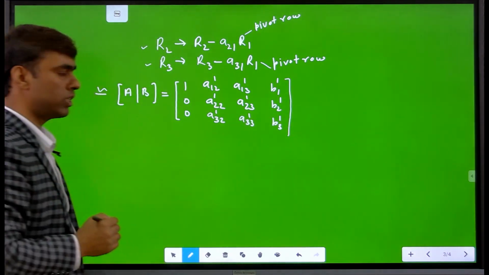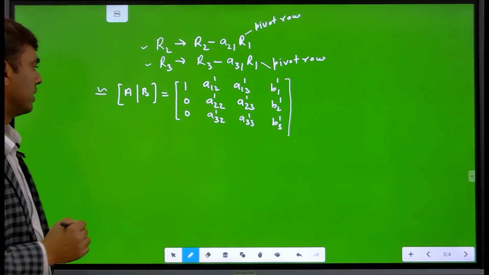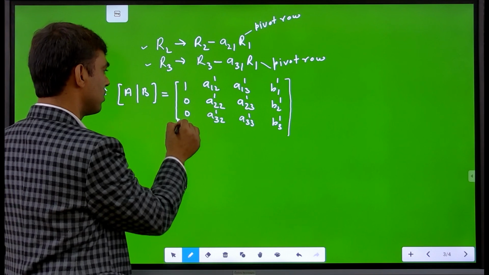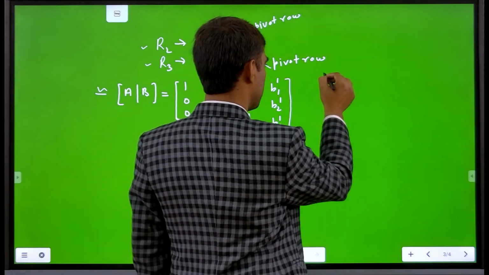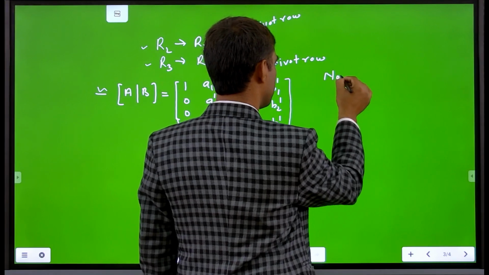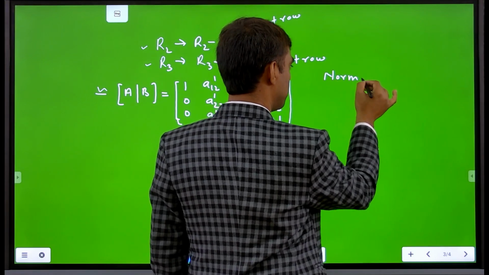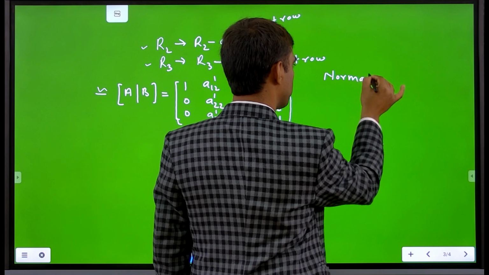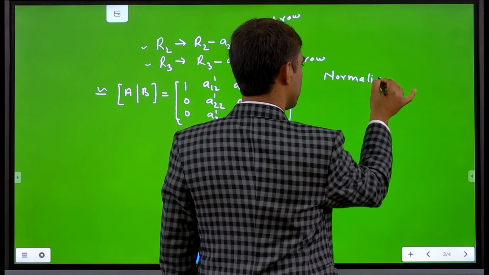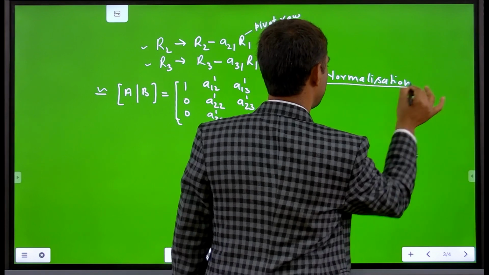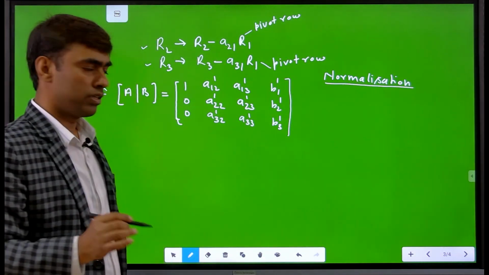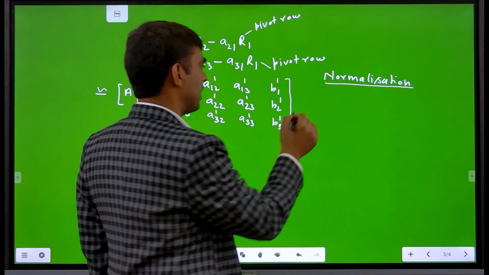Now again we choose the pivot element. In this stage, what is the pivot element? We perform the normalization in each stage. So here we perform the normalization. For the normalization, first of all we choose the pivot element.